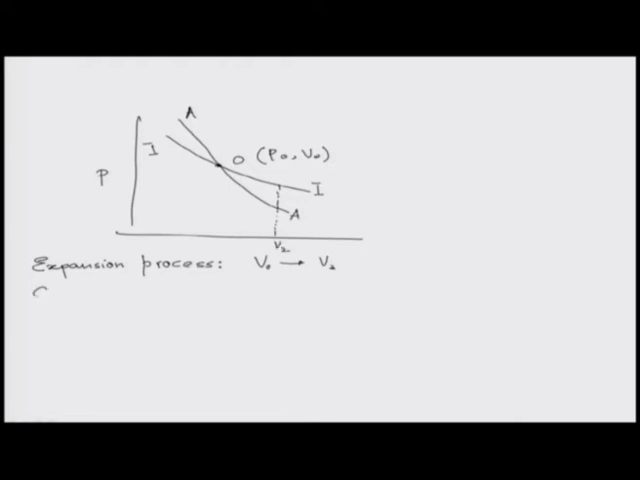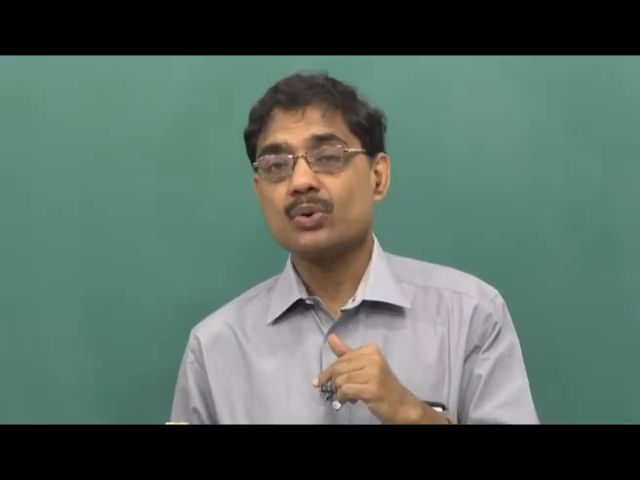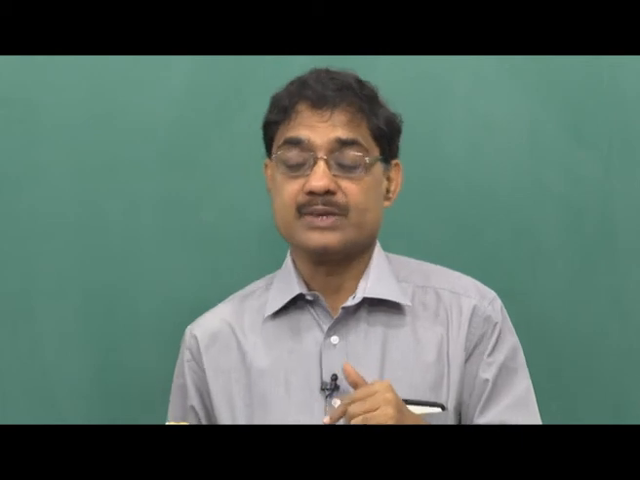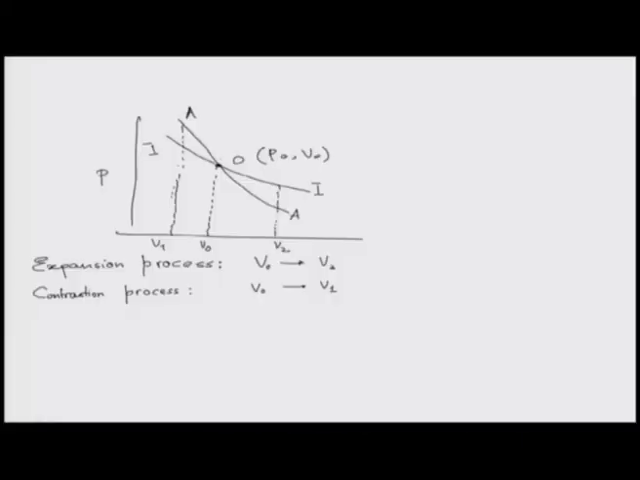And also a contraction process. Start from V 0 and go to some V 1. So, this is your V 2, let us say this is your V 1, and this is your V 0. Now ask the question, if I consider an expansion process, work done is more in which process, adiabatic or isothermal, if I start from V naught.